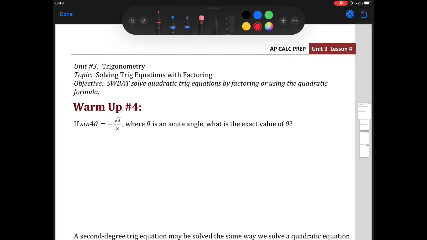Welcome to lesson 4 of unit 3. Our topic today is solving trig equations with factoring. Pause the video and try the warm-up.